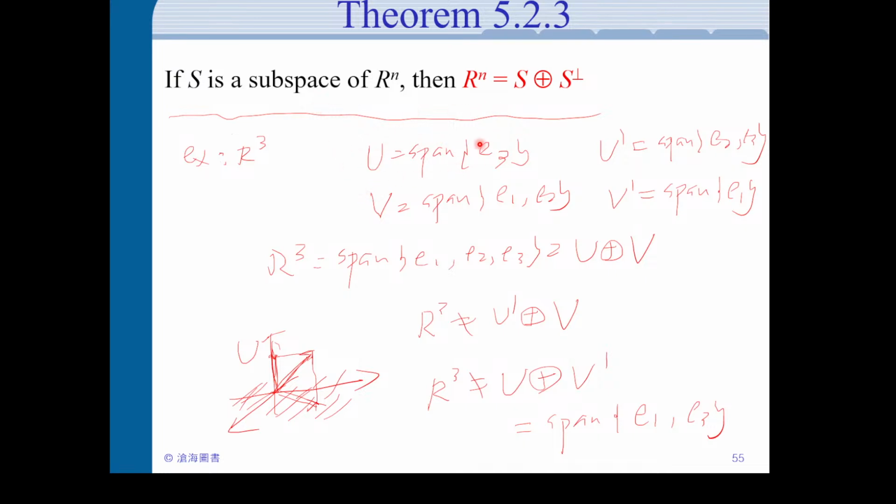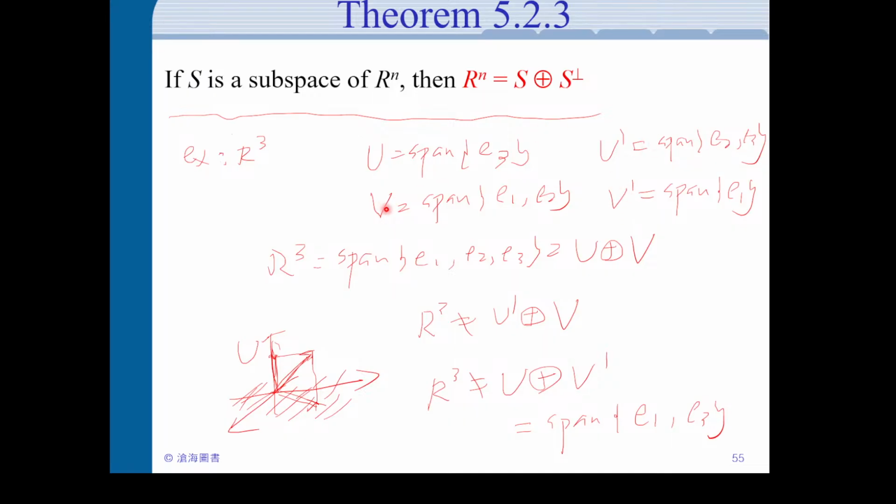So if U is span of E3 and V is span of E1, E2, then R3 is the span of E1, E2, E3, and it's a direct sum of U and V. So U is the z-axis, and V is the xy plane. But let's think about other things. You have U prime being span of E2, E3, the YZ plane, and V prime being just the axis, span of E1. Then R3 is now the direct sum of U and U prime.